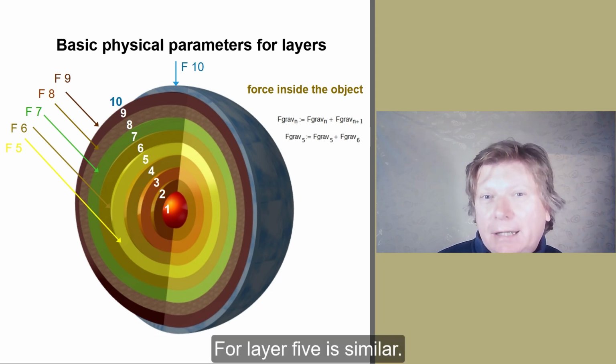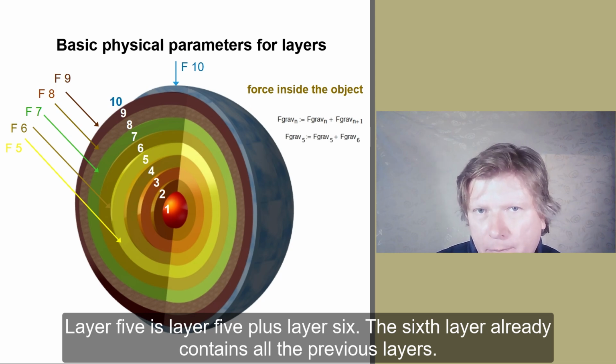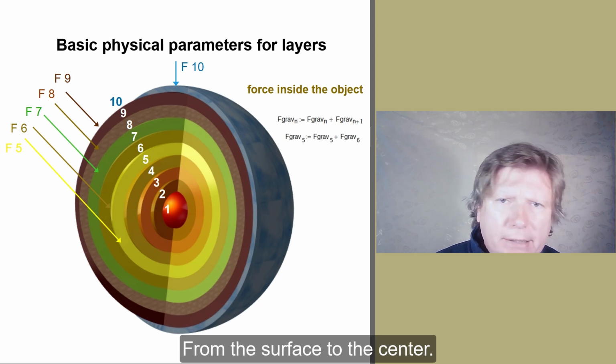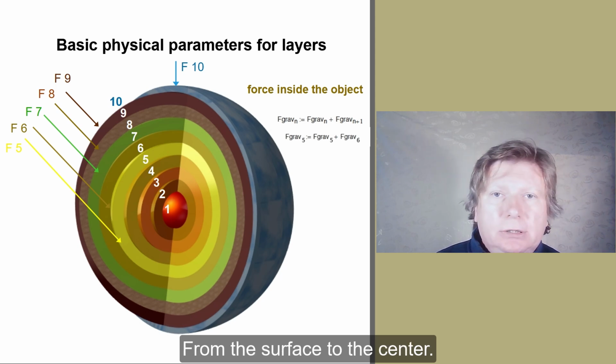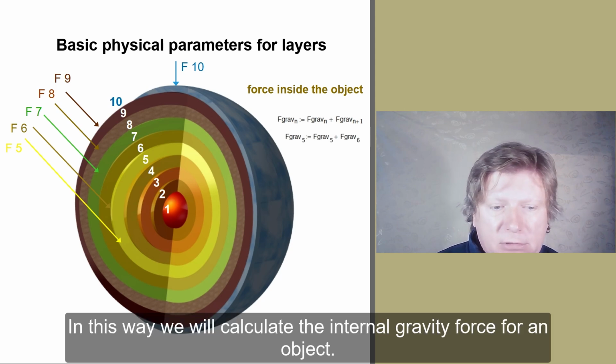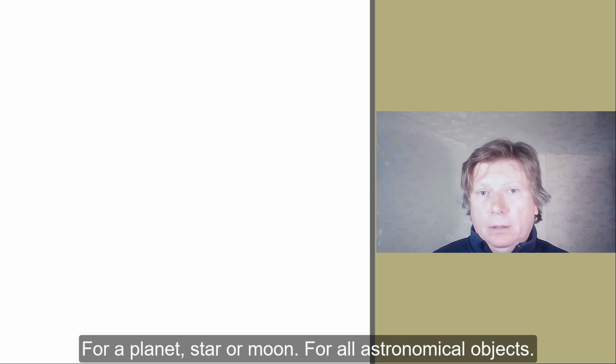For layer 5 is similar. Layer 5 is layer 5 plus layer 6. The 6th layer already consists of all previous layers. Similarly for the next layers, from the surface to the center, to the very core of the planet. In this way, we will calculate the internal gravity force for an object. For a planet, star, for all astronomical objects.